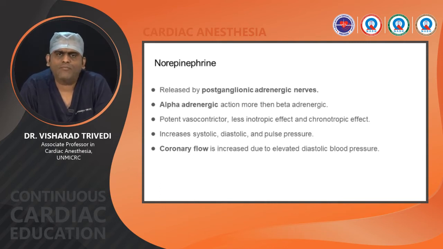So in case of off-pump CABG, noradrenaline is a preferred choice of inotrope because it will increase the diastolic pressure by vasoconstriction, so it will increase coronary perfusion pressure, as well as cause reflex bradycardia, so that myocardial oxygen demand will be less.